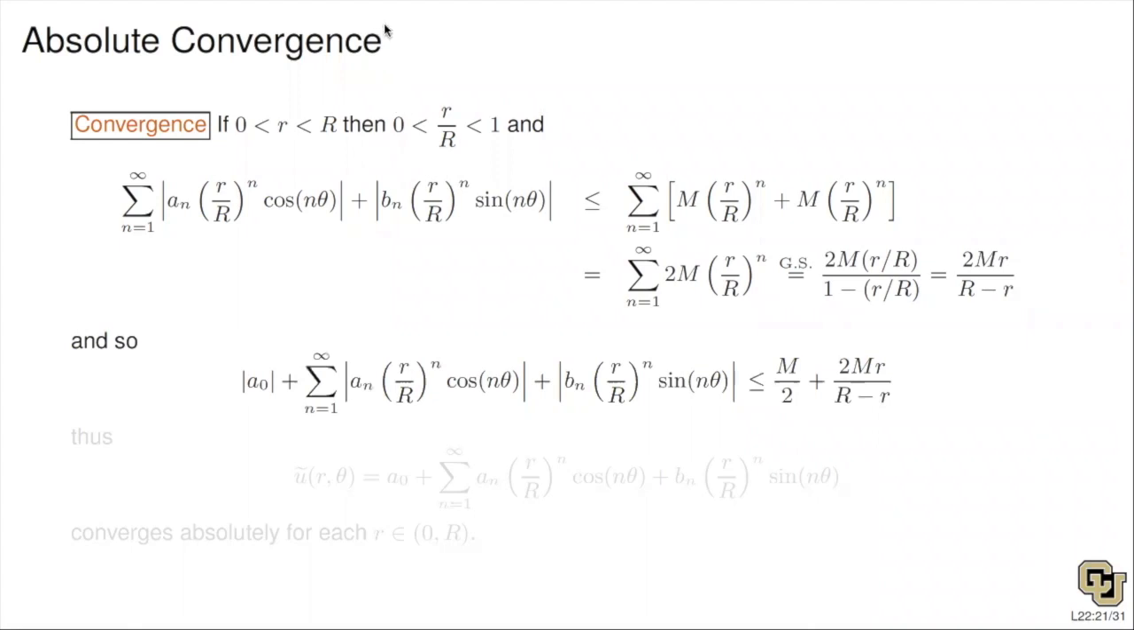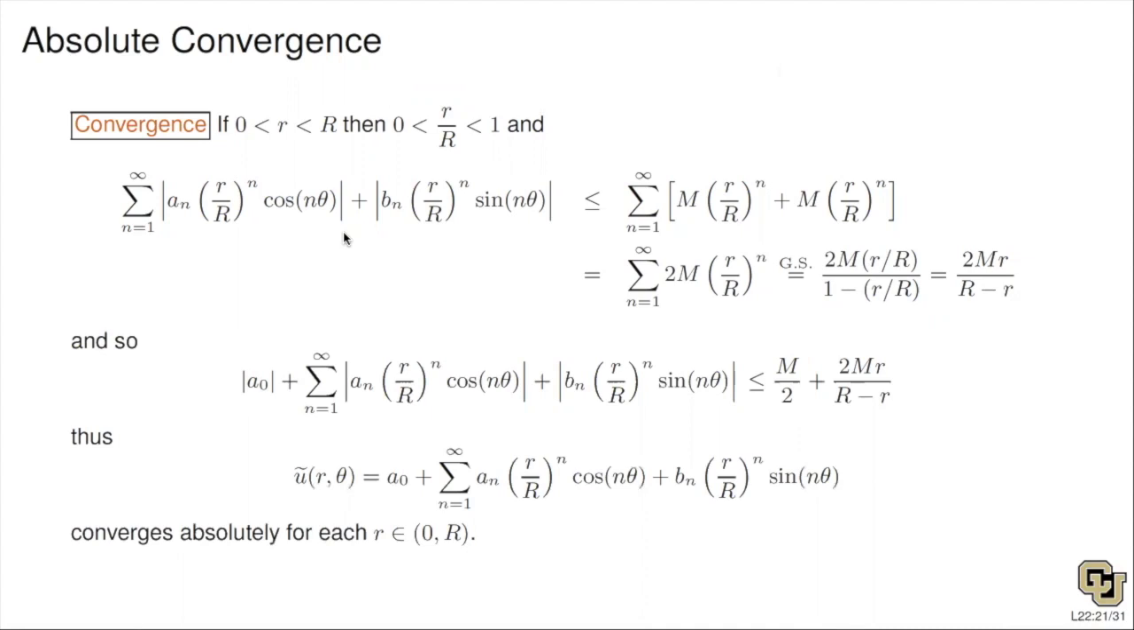So now let me add in the other term. We add in the a sub 0 term, which I know is also bounded because f is piecewise smooth. And so we've shown the original series solution is absolutely convergent. Because what we've shown is if you take the absolute value of all the terms, that's going to be less than this, which is a finite number.